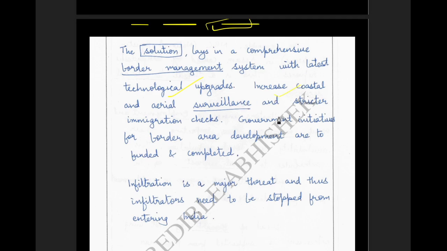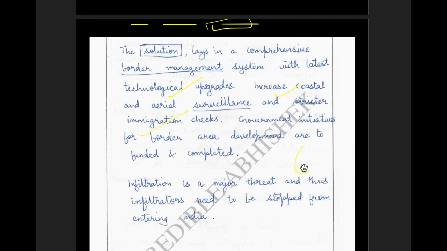With latest technological upgrades, coastal and aerial surveillance, stricter immigration checks, government initiatives, he has written, okay, but government initiatives is something which every aspirant is going to write. So he did not underline this. Why? Because he knows everyone is writing this. I am not doing anything new by writing the word government initiatives. So the examiner is not going to award me extra marks just because he reads the word government initiatives. He is going to award me extra marks for border management system and using the word coastal and aerial surveillance. He will give marks for government initiatives, not that, but that is not going to fetch you the brownie points, which is going to take you to 10 marks out of 20.